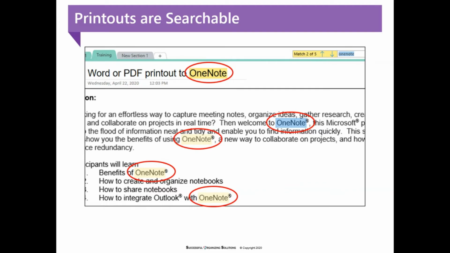So earlier I showed you how to insert a printout onto a page. OneNote also searches the words in the printout. It makes it OCR. And so even though this printout is an image, a JPEG that I can't edit, I can search it. So as you can see here in that search, I said, look just on this page, and it found 5 different matches where the word OneNote appeared on this printout.